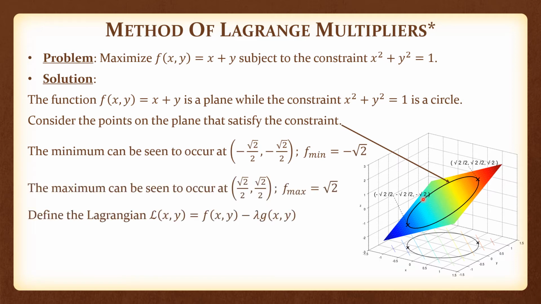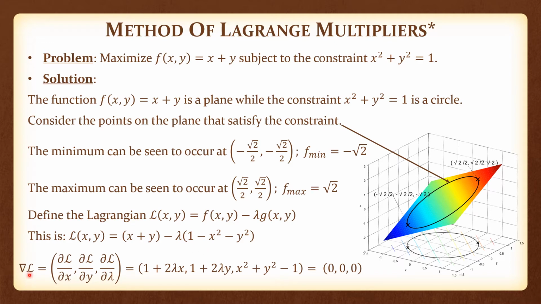Now, how do we go about getting this maximum? By Lagrange multipliers. We define the Lagrangian function L as f of x comma y minus lambda times g of x comma y, where lambda is the Lagrange multiplier. So this is basically x plus y minus lambda times 1 minus x squared minus y squared, and it won't matter whether you wrote this as 1 minus x squared minus y squared or x squared plus y squared minus 1.